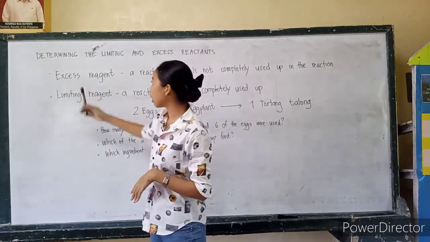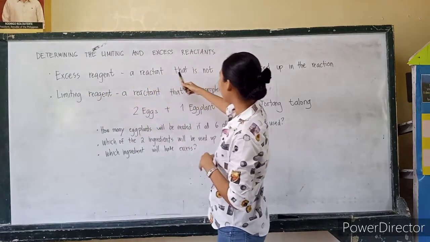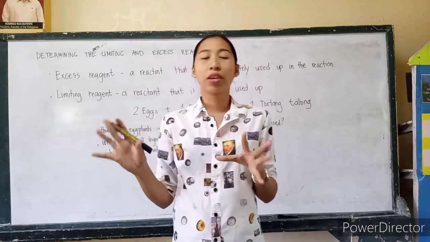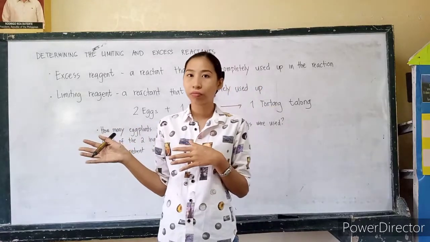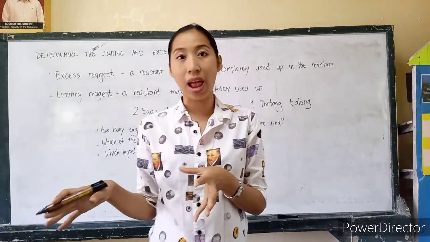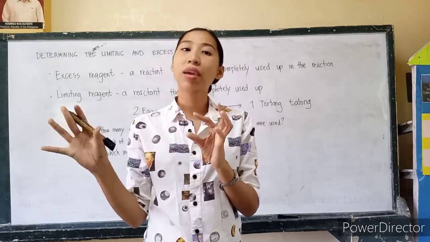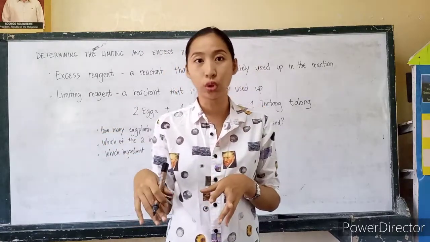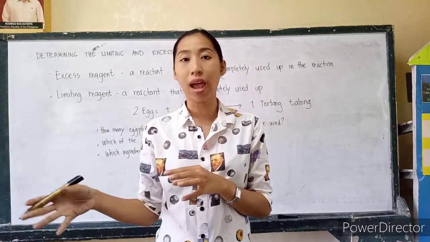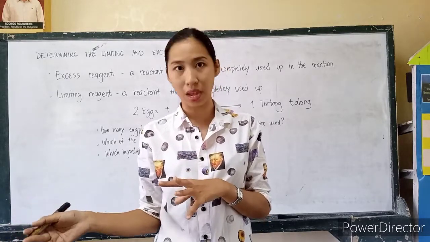Okay? So, the definition of excess reactant or excess reagent: this is a reactant that is not completely used up in the reaction. In a chemical reaction, on the left side are your reactants. Whether there are two, three, or more, some reactants will not be used up. What does not get used up or react, and is left over, is in excess. That is called the excess reactant or reagent.